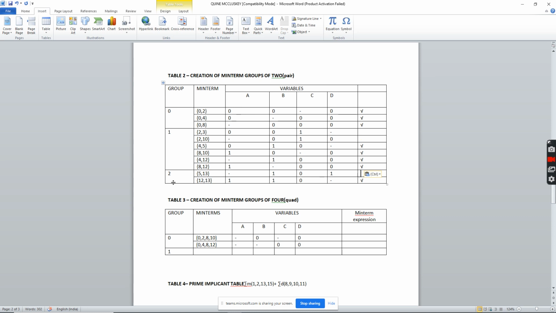So I will be having this last term here, forming the quad. The quad will be 4, 5, 12 and 13. So it will be dash 1 0. So that one will be over. So 5 and 13.